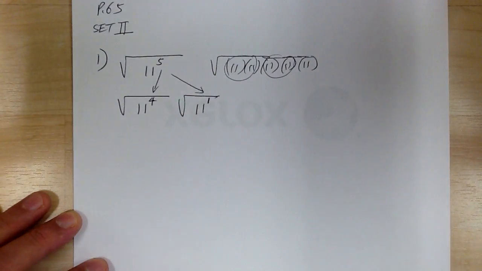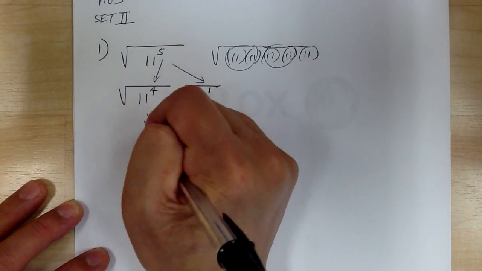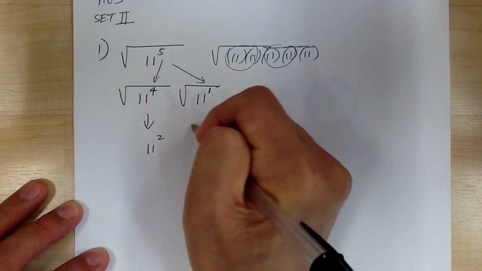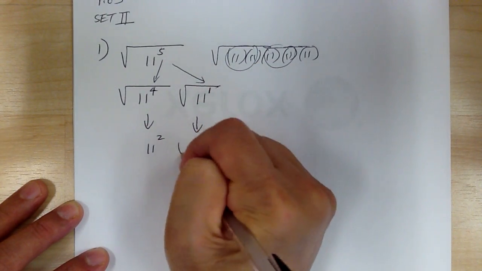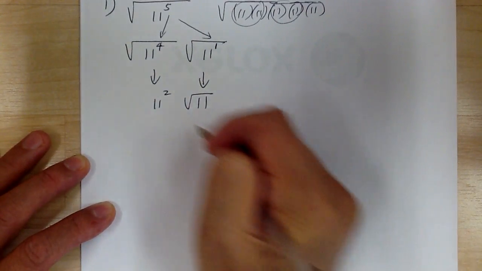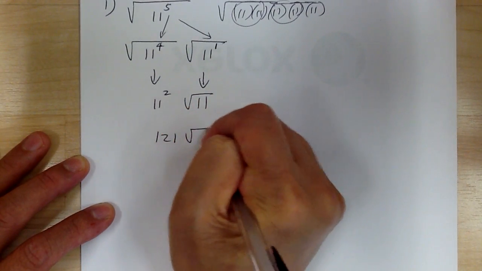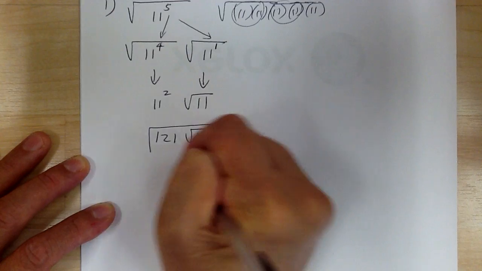Then from here you can simplify. So this part will give you 11 squared, and this one is a leftover. You cannot simplify these, so you have to leave that alone. And then this would become 121 square root of 11. And that is your answer.